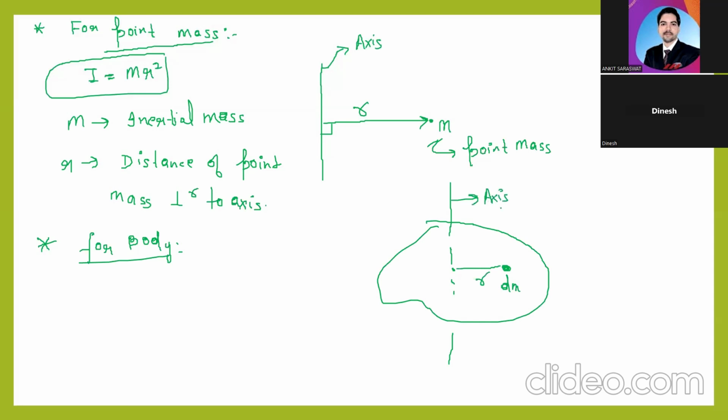Otherwise, moment of inertia will vary. You will see moment of inertia with respect to the axis will vary. This is the point mass I just considered, dm, on this rigid body, which is at a perpendicular distance r. Then what is the moment of inertia? The small moment of inertia of this mass is the mass multiplied by the square of the distance from the axis. Clear? If you want to find it for the entire body, then you will do the integration.